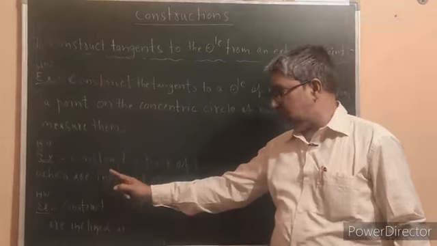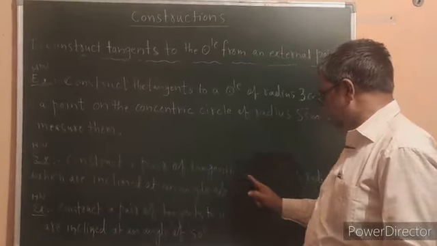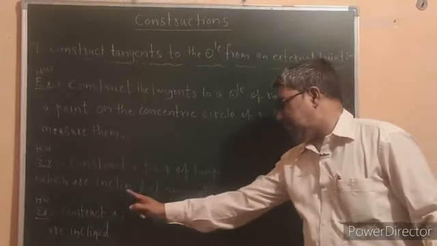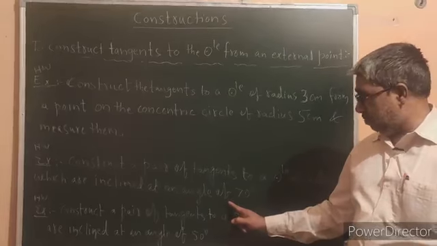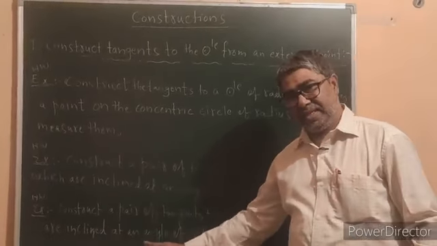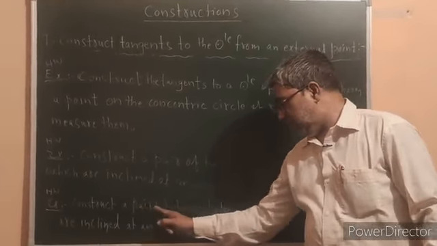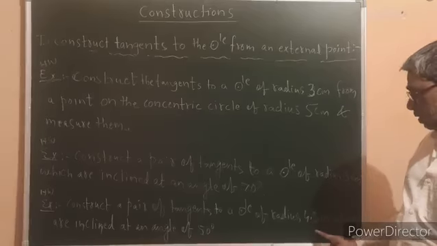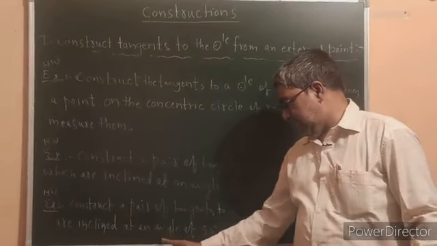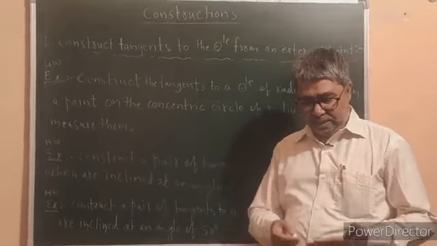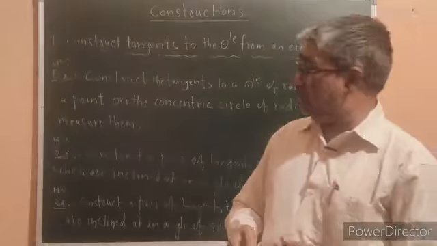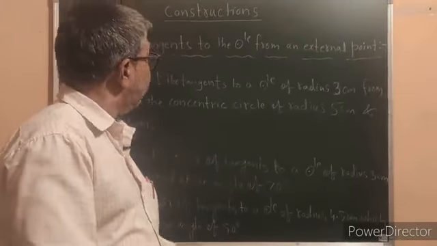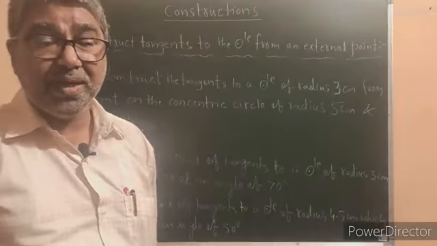The second example is construct a pair of tangents to a circle of radius 3 centimeter which are inclined at an angle of 70 degrees. And the third example, construct a pair of tangents to a circle of radius 4.5 centimeter which are inclined at an angle of 50 degrees. So with these 3 examples and with this video, the topic constructions is completed.